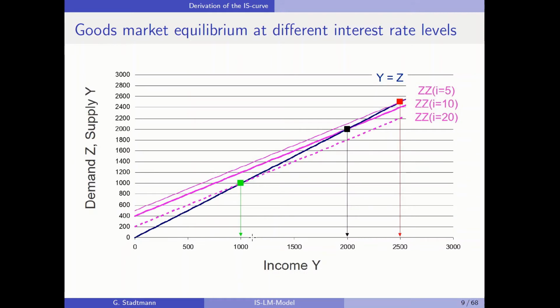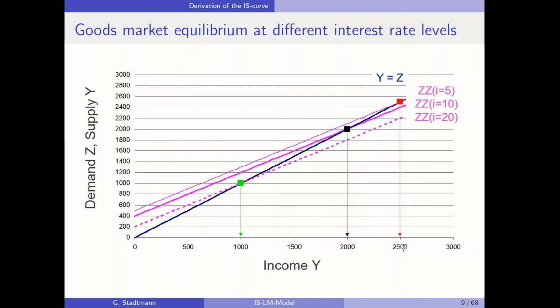And then the red scenario, the interest rate is at the level of 5%, and the equilibrium level of income is at the level of 2500. Now you are already familiar with these 3 different dots: the black scenario, interest rate is equal to 10; the green scenario, interest rate is higher; and the red scenario, interest rate is lower.